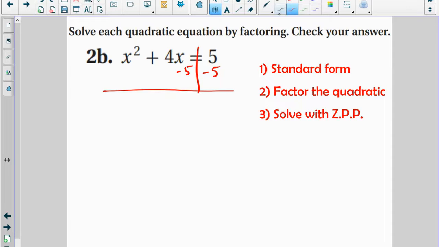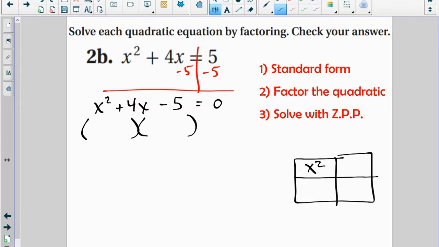So this is going to become x squared plus 4x minus 5. I didn't have any like terms, I couldn't combine them. It's just rather than standard form. And then 5 minus 5 is 0. So I'm trying to figure out how to factor x squared plus 4x minus 5.